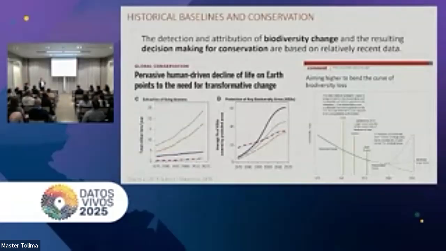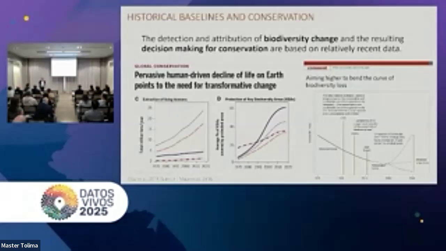But I wanted to start by putting this talk into the broader context of global biodiversity change, highlighting the fact that currently the detection and the attribution of biodiversity change and the resulting decision-making for conservation tends to be based on relatively recent data. If you look at these figures, whether you look at trends in pressure on biodiversity, trends in conservation actions, or even ambition of conservation, what those three figures have in common is that the time frame starts in 1970.